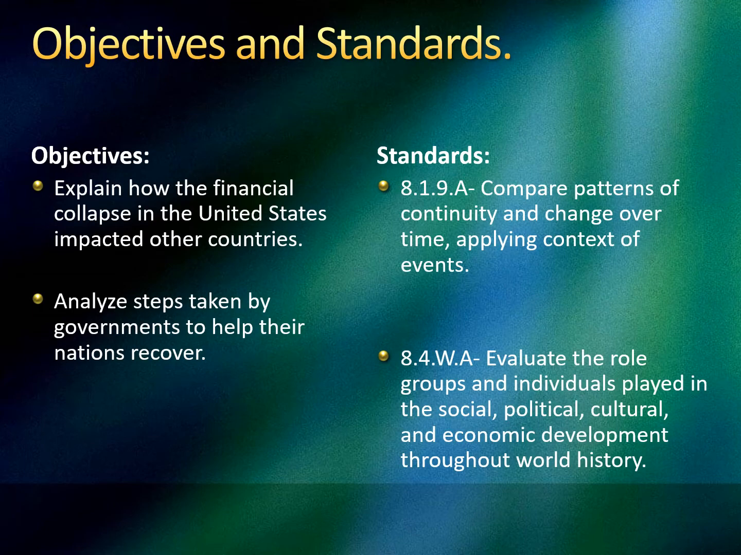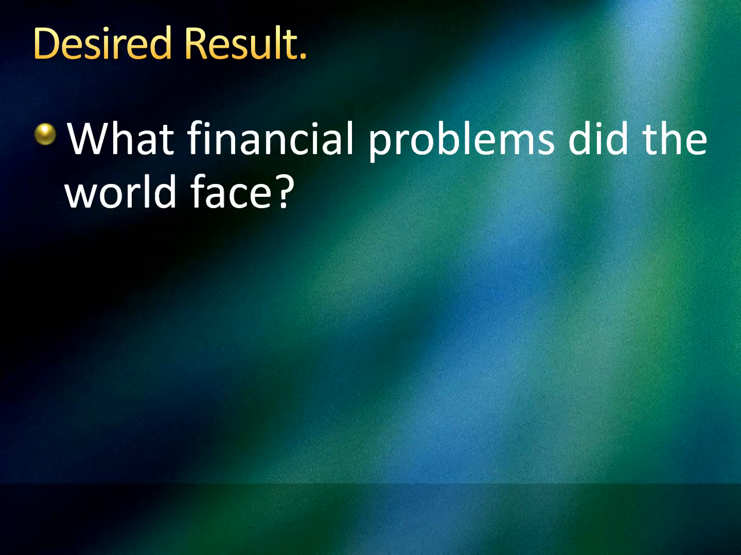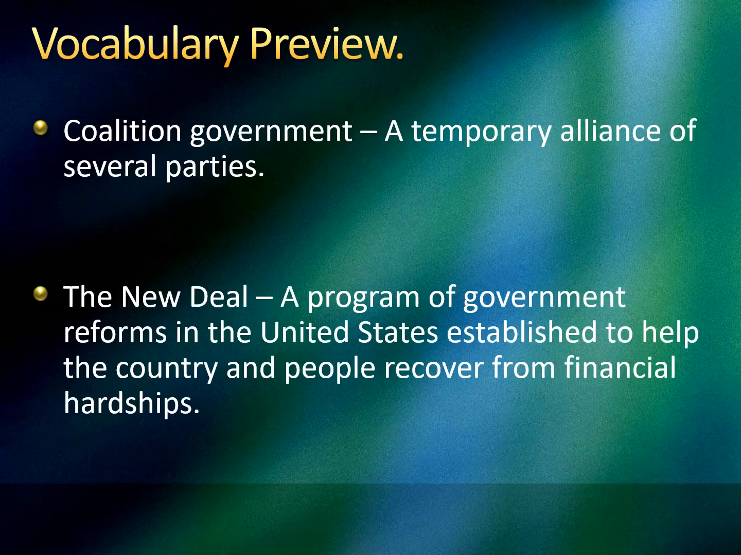So our objectives and standards: to explain how the financial collapse in the United States impacted other countries, and analyze steps taken by governments to help their nations recover. And please take a look at the standards too. Our desired result: what financial problems did the world face?